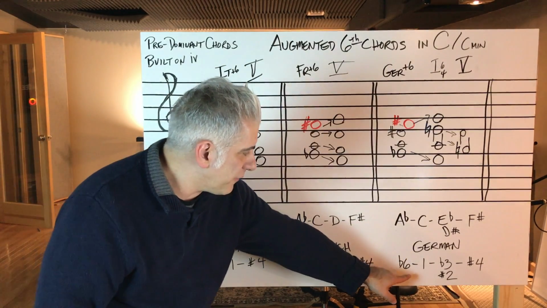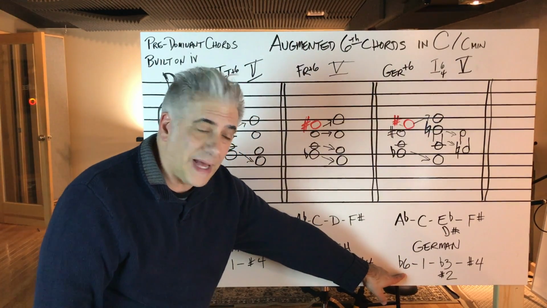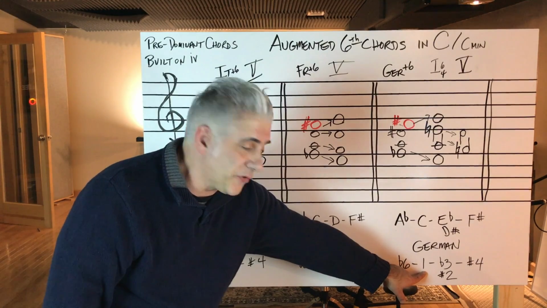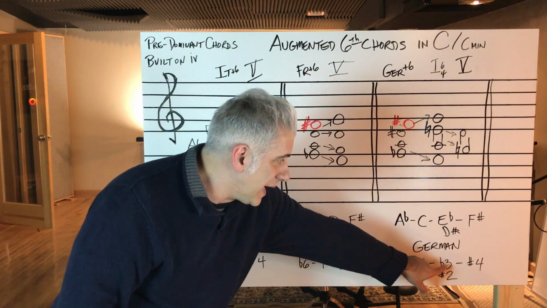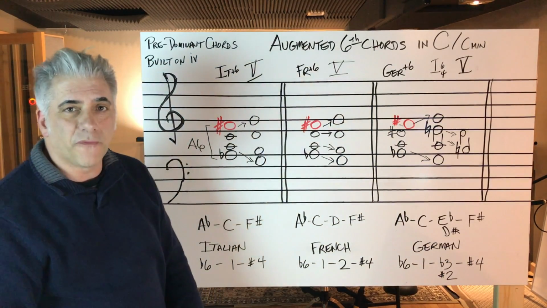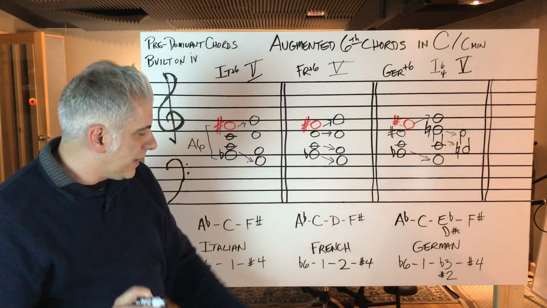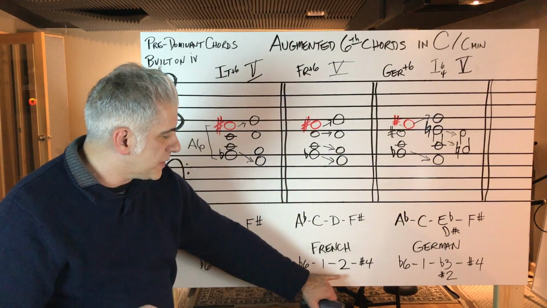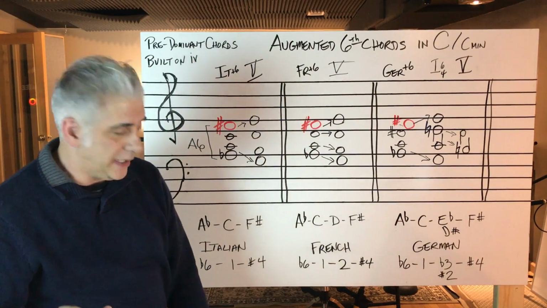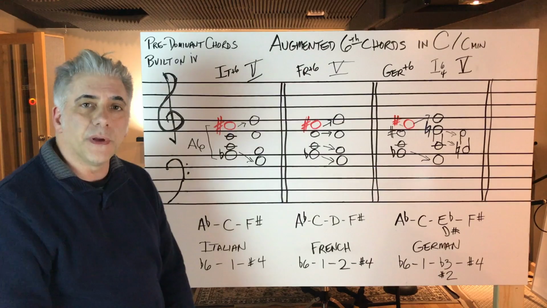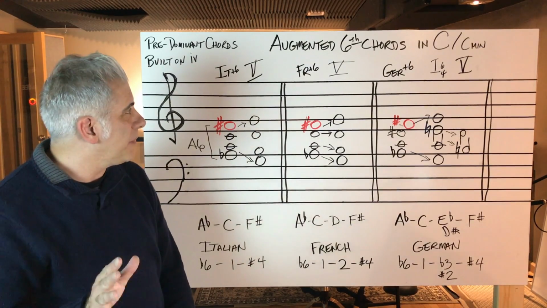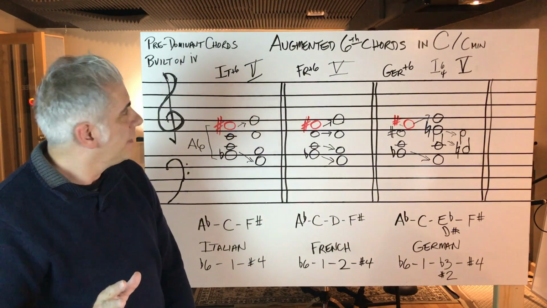The German sixth chord has a flat 6 above the root, the tonic, the root of the tonic, or C, right? So you get A flat, C, E flat, which is a flat third, and F sharp, which is sharp 4. This is a shortcut. French: flat 6, root, second, and sharp fourth of the key you're in. And Italian is the flat 6, root, and sharp 4 of the key you're in. That is the way you remember these really easily.